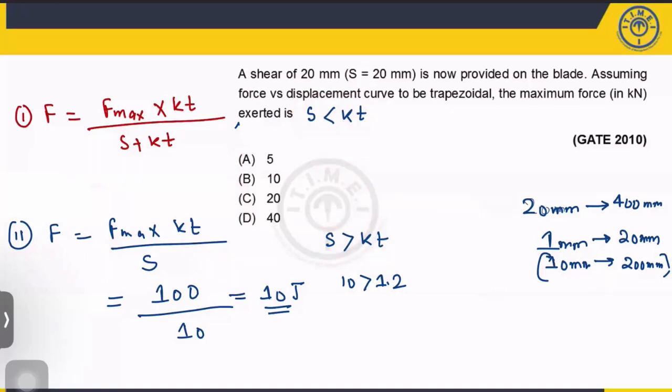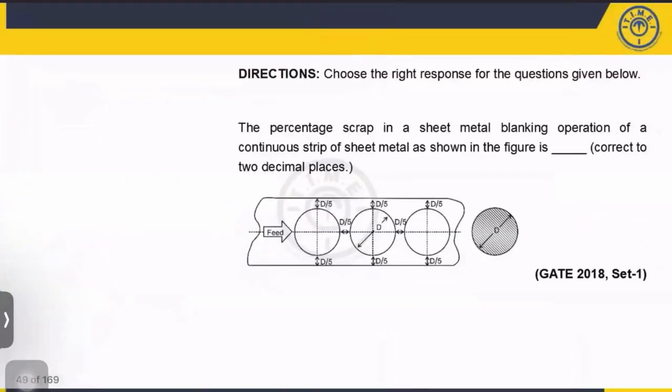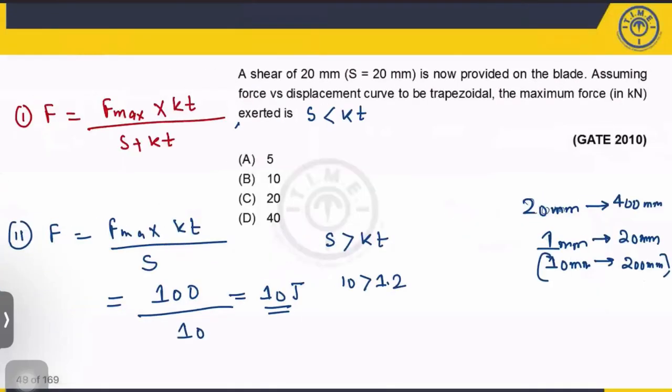Got it? Okay, sir. Yeah. Now, one more question. Tell me. If there is any other type of question in sheet metal where shear is mentioned, and if they mention the force versus displacement curve to be of another shape, like a parabola? No, no. Only two types will be there. Either it is a rectangular or it is a trapezoidal.